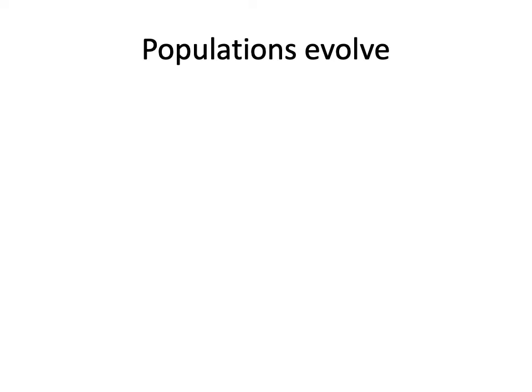Next, we're going to talk about how populations evolve. Evolution is genetic change in a population of organisms through time, or the characteristics of a population of organisms change through time. That's a very specific definition of biological evolution.